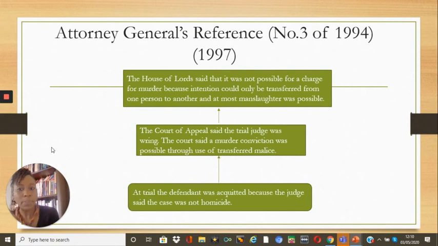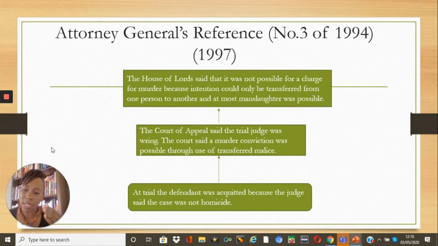So the Court of Appeal is drawing us back now, because they said intention could only be transferred from one person to another. So we're back to this issue of the baby in the womb not being a living, breathing human being, and the baby is not a living human being because the baby is not fully expelled from the womb. But the House of Lords did tell us that manslaughter was possible.